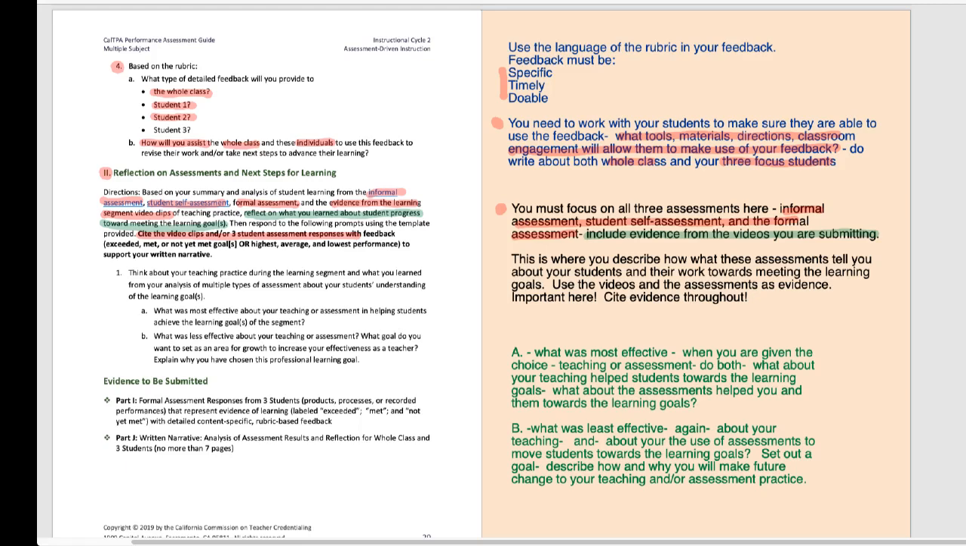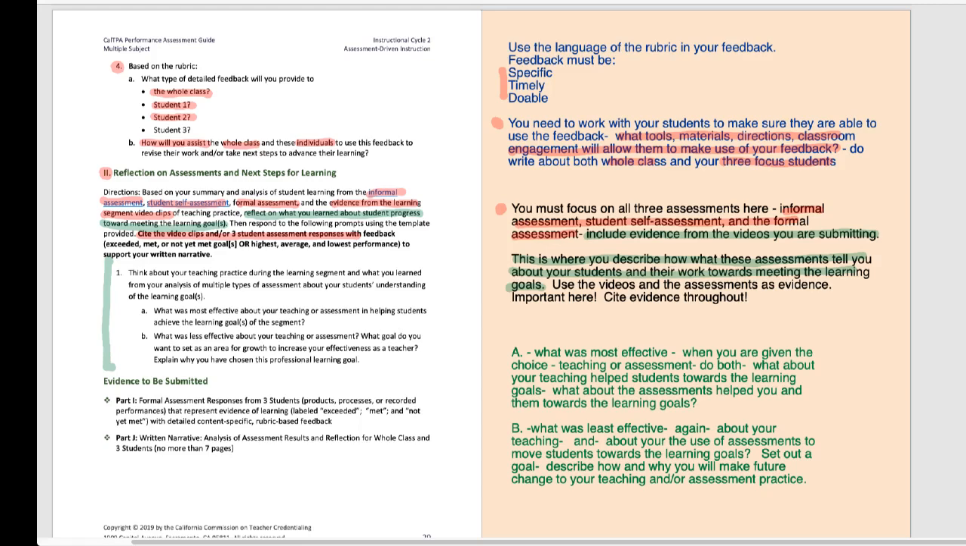So going to the next part, all of this piece down here is about you describing your teaching. This is where you describe how and what these assessments tell you about your students and their work towards meeting the learning goals. Okay, you're telling the story. And the pieces of the story are the assessments and the videos.